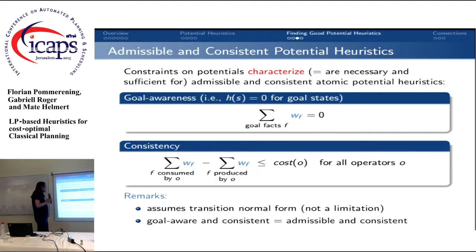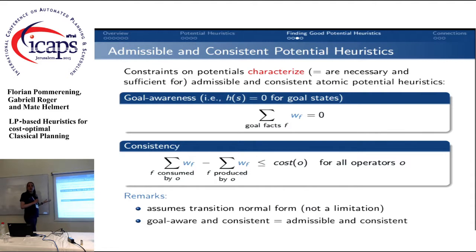So for example, goal awareness: the heuristic value equals 0. How do you write a constraint that ensures that? Well, we know what the heuristic value of the goal state is. Let's assume we only have one goal state. It's just the sum of weights of all the facts that occur in the goal state. And if that heuristic value should be 0, then let's write down the constraint that these weights should add up to 0. Very easily done.